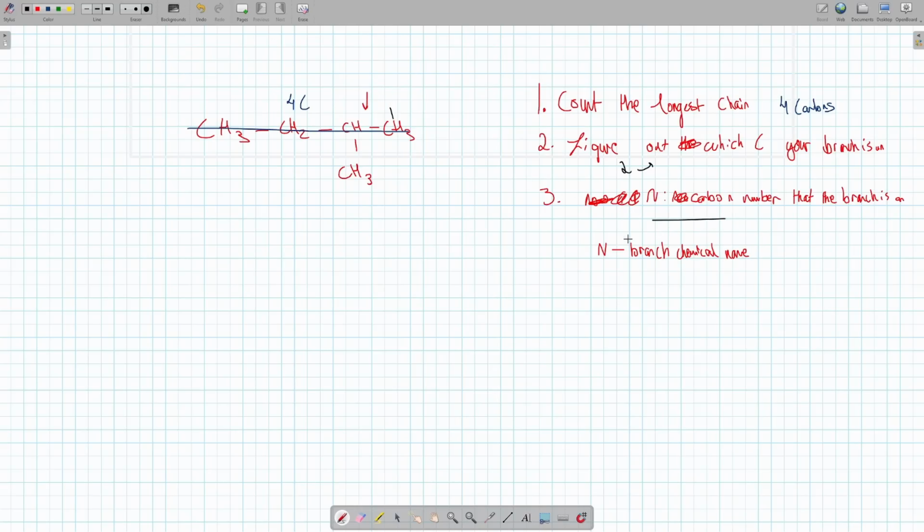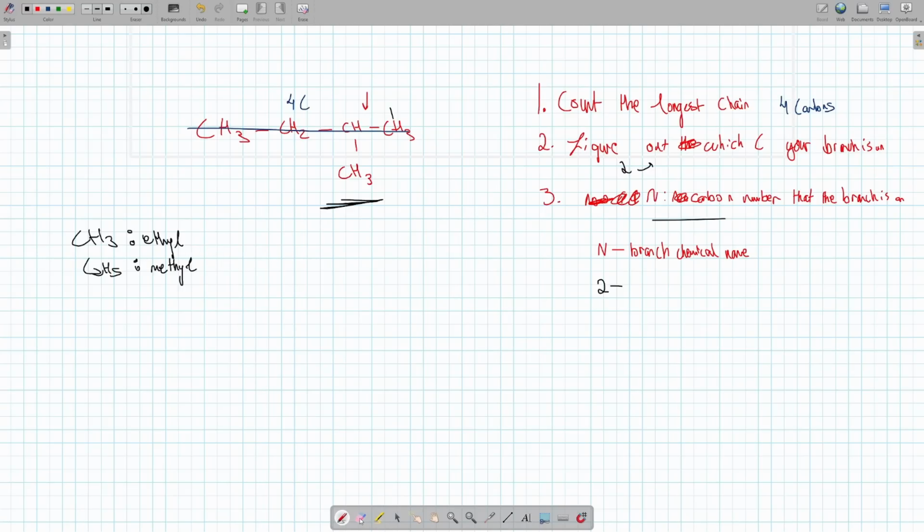Then 3, apply this. What's the number of the carbon? 2. You put 2, dash. If you don't put the dash, it's wrong. Then the branch. You need to know what the branch is called. For your level, you're only going to face 2 types of branches. CH3, which is called methyl, which you see most of the time, and C2H5, which is called ethyl. I've seen some examples with it, but it's mostly methyl.